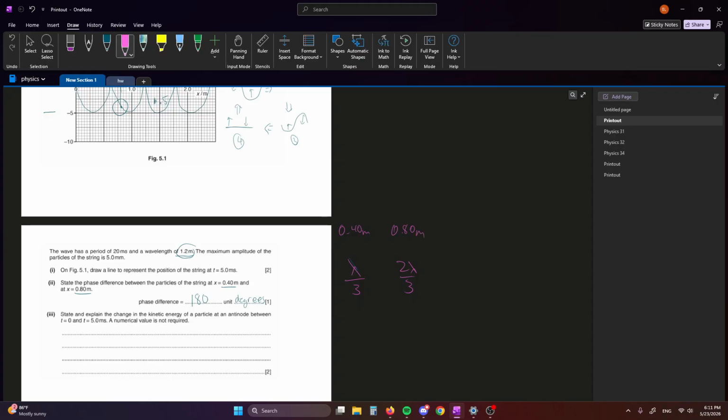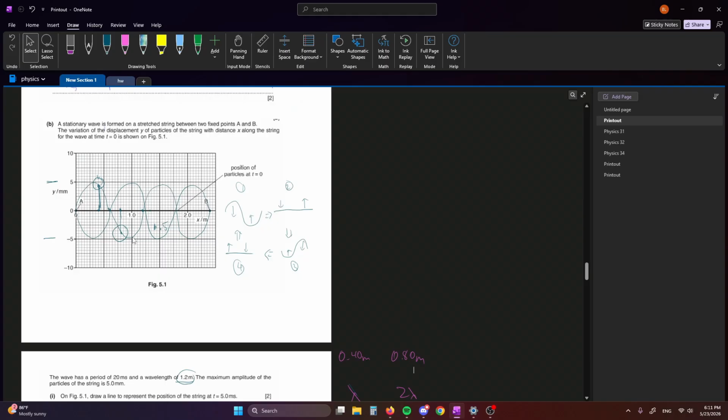But since it's a stationary wave, we have to consider whether or not it's in phase with respect to nodes. So since they're on opposite sides of the node, then it's going to be 180. Yeah, because they're the same distance away from the node of 0.6 meters here in the middle. So they're exactly 180 degrees.